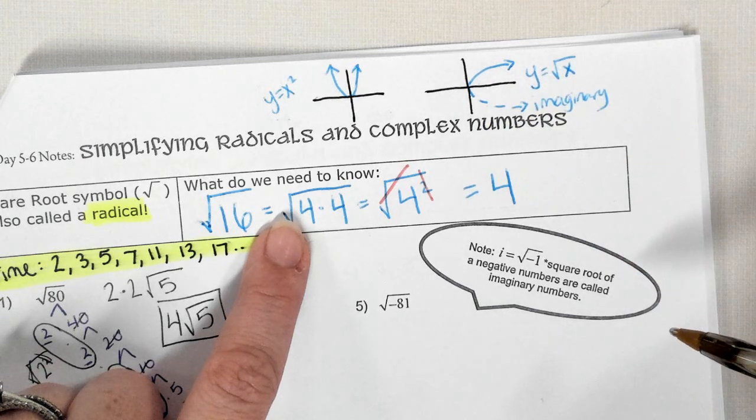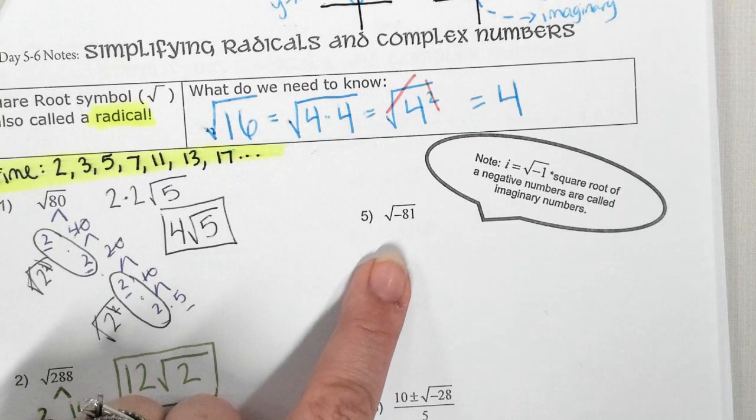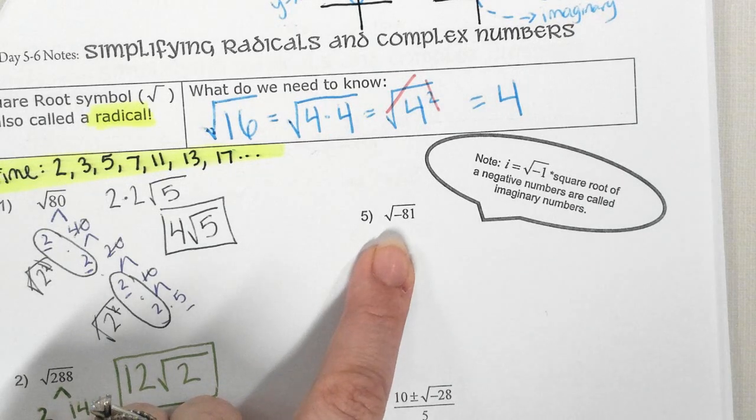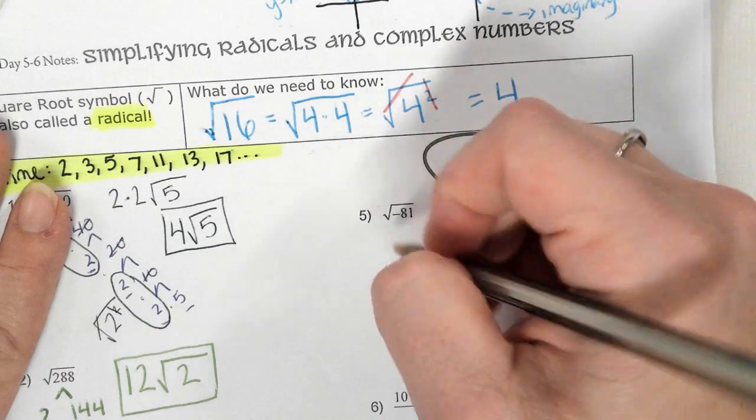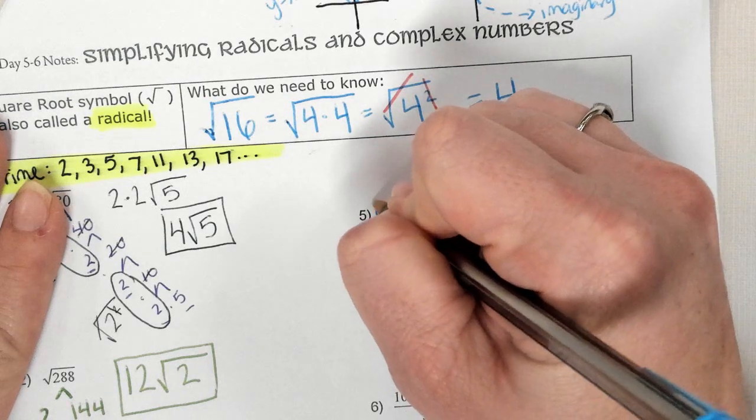Okay? So knowing that, anytime that we have a negative on the inside, this is what you're going to do. You are going to make it positive and put an i in front for imaginary.